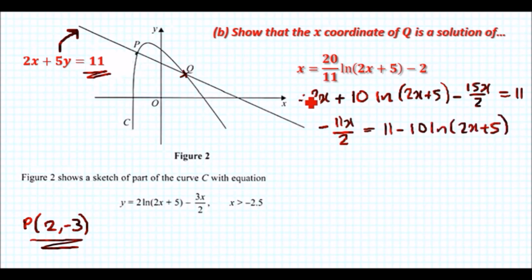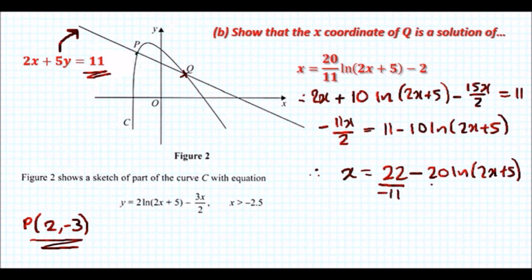And just flipping the signs over, because we want this to be positive, don't we? So actually, no, first let's multiply by 2 and then divide by negative 11. So multiplying by 2 and dividing by 11, we're going to get x equals 22 minus 20 log bracket 2x plus 5. And then dividing by negative 11, we're going to have minus 11 here, minus 11.